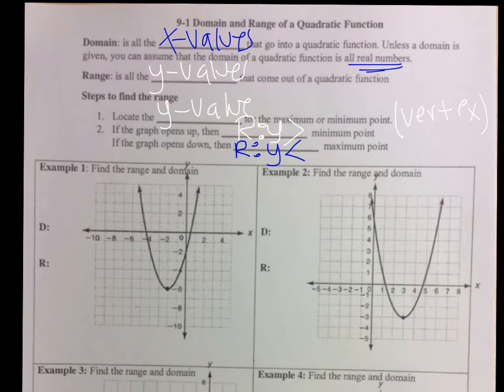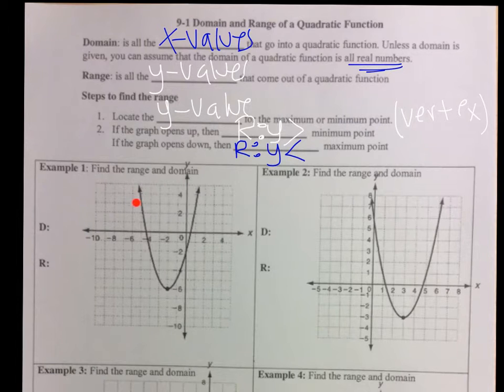Alright, so let's look at an example. Let's go to example 1. Let's see if we can find the domain and the range here. Alright, let's start by finding the domain. And remember, the domain is all the x values that go into a quadratic function.